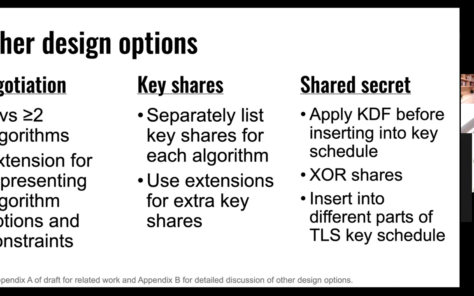We also considered a few options in terms of how to convey information in the key shares, but I don't think I'll say much about that. It's really engineering detail. From a cryptography perspective, there are some interesting questions on how you should combine the shared secret. So I mentioned that we're just concatenating. An alternative approach would be to apply some key derivation function before inserting the result into the key schedule. Or you could XOR the two shared secrets, or you could insert them into different parts of the TLS key derivation function to make use of these existing structures. And there are benefits and drawbacks to each of these. We went with concatenation for two reasons. One is because it's simple, and the other is because it is approved by NIST.